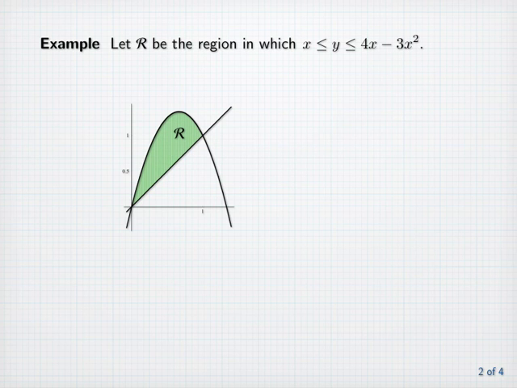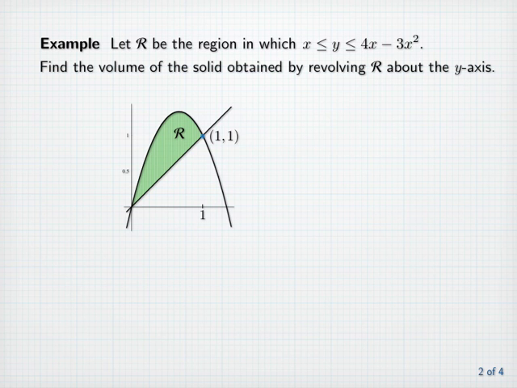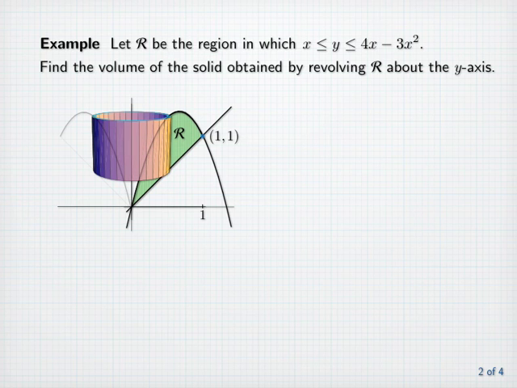By setting x equal to 4x minus 3x squared and solving for x, it's easy to determine that the graphs intersect at x equals 0 and x equals 1, so the points of intersection are the origin and the point 1, 1. Let's find the volume of the solid obtained by revolving R about the y-axis. Consider a typical slice of the region taken parallel to the y-axis, and notice that the top of such a slice is always on the parabola, and its bottom is always on the line, so its length can be described simply. Revolving that slice about the y-axis produces a typical cylindrical shell among a collection of shells that approximate the solid.